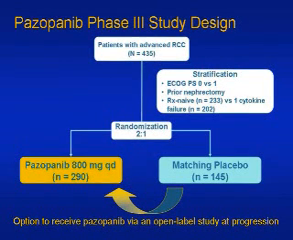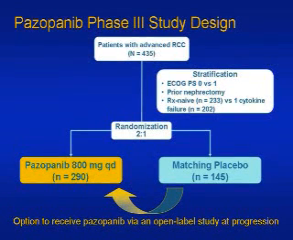This study had a planned open-label crossover at the time that the patients in the placebo group developed progressive disease. They were unblinded and allowed to cross over to Pazopanib if they had not already been receiving it. This just gives you a little bit of a feel for some of the designs that can be used.